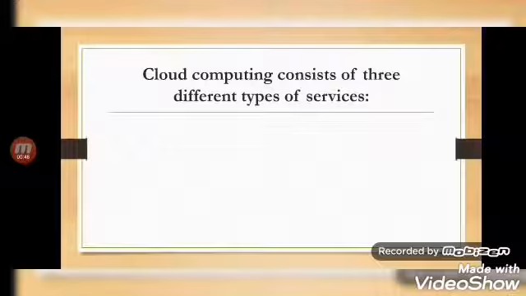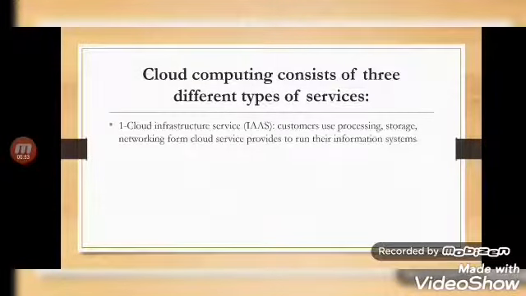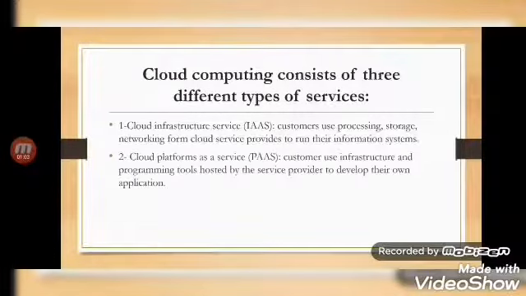Cloud computing consists of 3 different types of services. 1. Cloud infrastructure service. Customers use processing, storage, networking from cloud services provided to run their information systems. 2. Cloud platforms as a service. Customers use infrastructure and programming tools hosted by the service provider to develop their own applications.